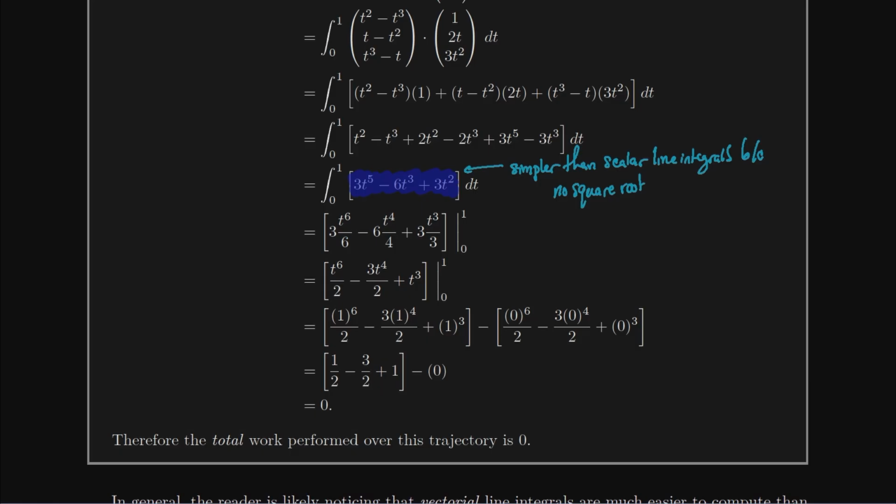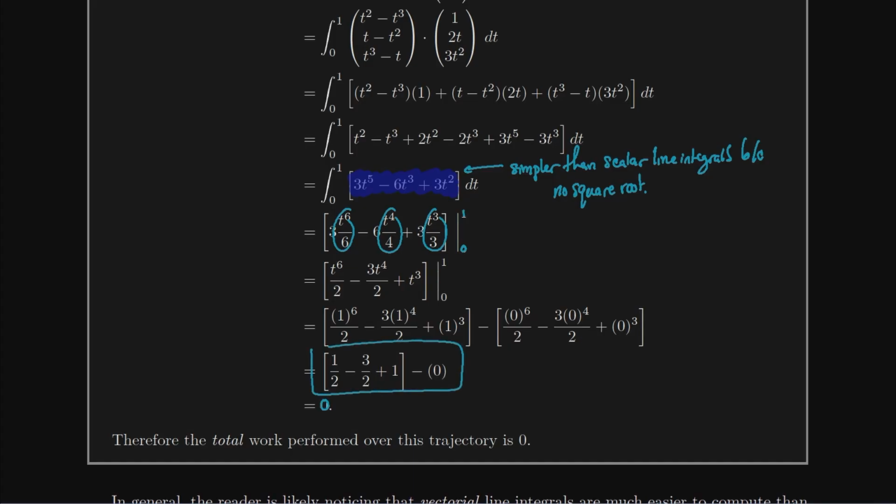So most students really like the vectorial line integrals better because we're missing that square root, which causes so many problems with trig sub and other techniques. So we're just going to find the antiderivative, pretty easy. T to the 6 over 6, t to the 4th over 4, t cubed over 3, and evaluate at 0 and 1. Simplify. Turns out you get a little lucky here. Get the value of 0.